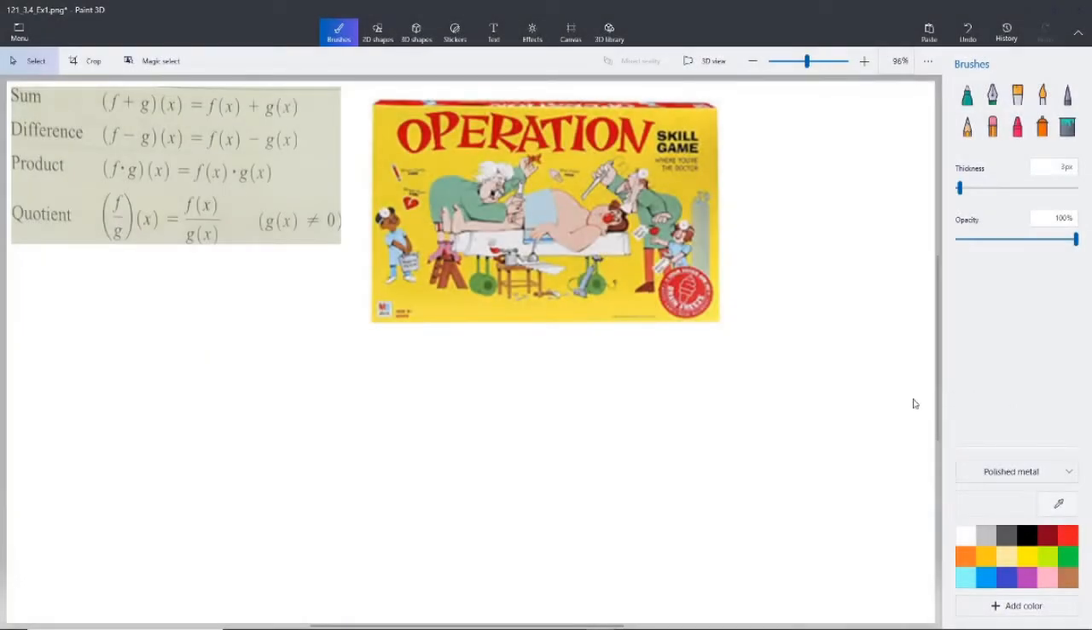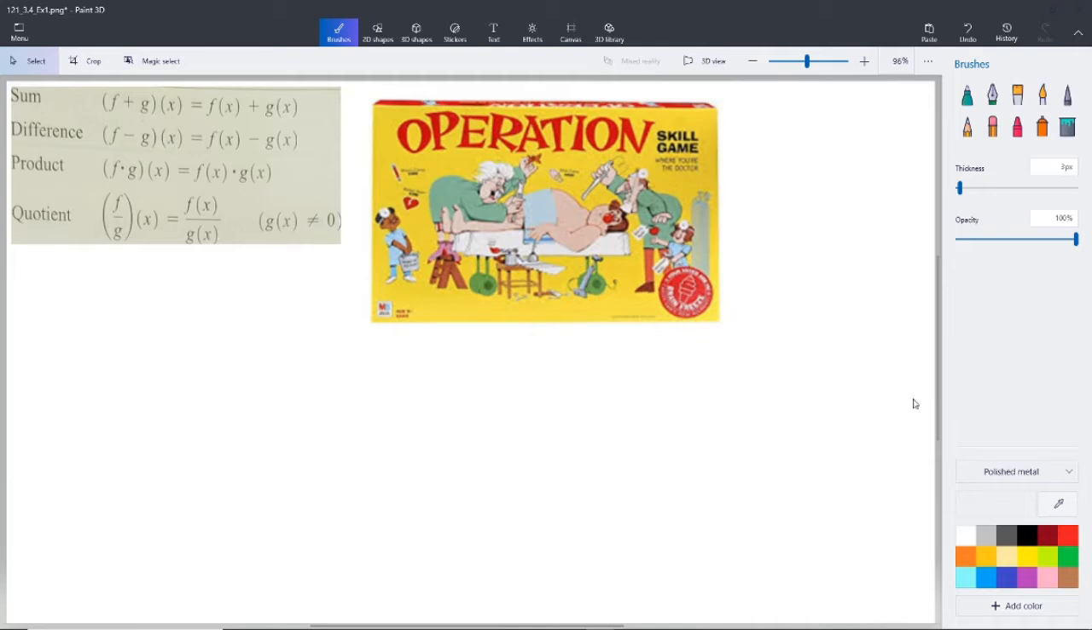Section 4.2 is about combining functions and composite functions. And we're going to start with operations on functions. Every time I hear operations on functions, I always think of that board game Operation. I've given you a picture of that just so you can get some insight into how my brain works. I've also taken the green box from our book on page 263 and transferred that to our page here so we can talk about the sum, the difference, the product, and the quotient operations on functions.